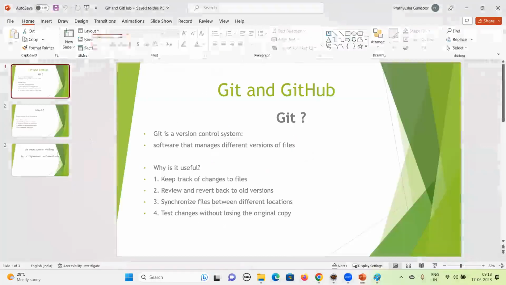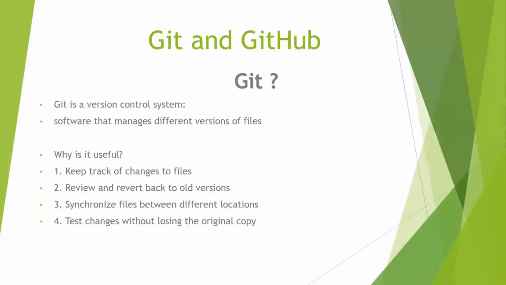Okay, in this presentation, you can see why it is useful. It keeps track of changes to the files, and lets you review and revert back to older versions. If you make some changes and it's not working, then we go back to the older versions. Synchronization of files between different locations: for example, you are working from India, somebody else is working from the US, somebody else from the UK, in different time zones. In that case, we want to have the files in sync, so we are going to use Git.